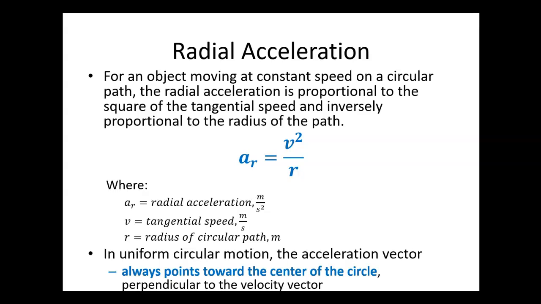We can find the radial acceleration by taking the square of that tangential speed and dividing it by the radius of the path. In uniform circular motion, this radial acceleration vector always points toward the center of the circle. And in uniform circular motion, which means moving around a circular path at a constant speed, this radial acceleration has a constant magnitude.